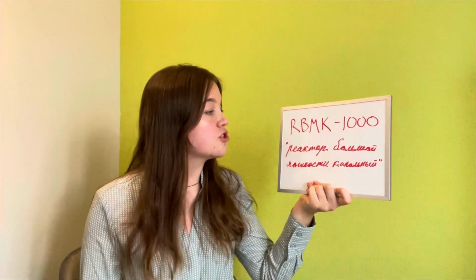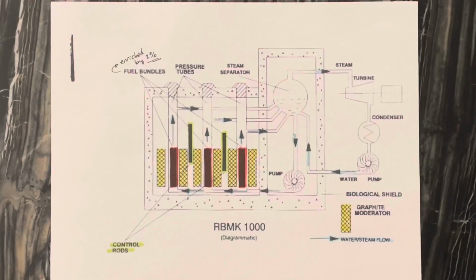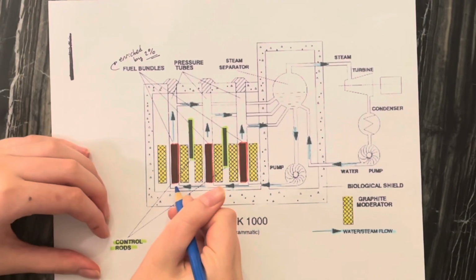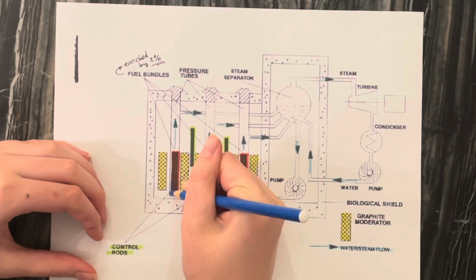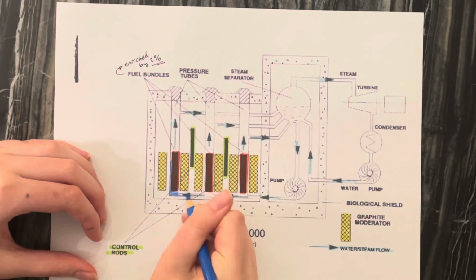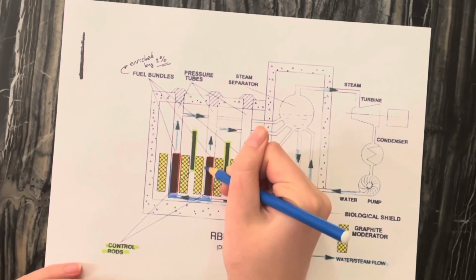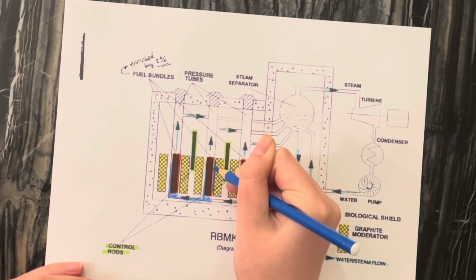The RBMK-1000 reactor, Реактор большой мощности канальной, which roughly translates to high power channel reactor, was a Soviet reactor design that was responsible for the Chernobyl accident due to numerous mechanics, physics, and chemistry factors. Firstly, the structure of the reactor consists of pressurized tubes, the element-filled reactor core, concrete shielding, and 2 nearby 2,000-ton turbines connected to the pressurized tubes.